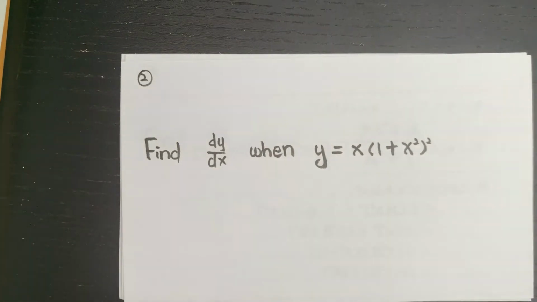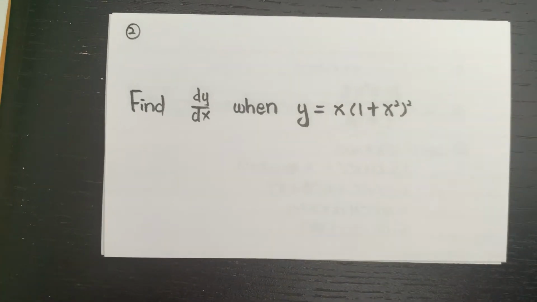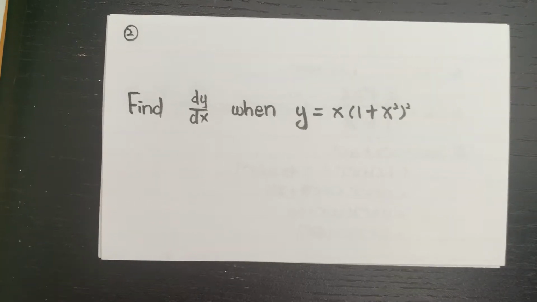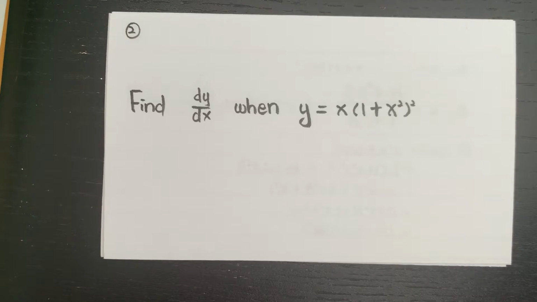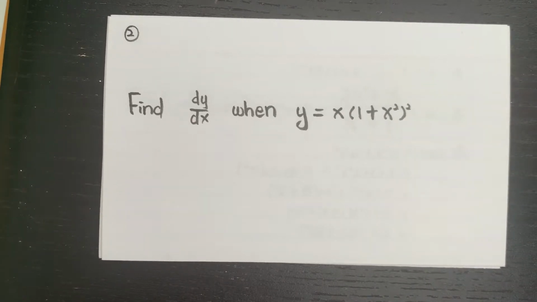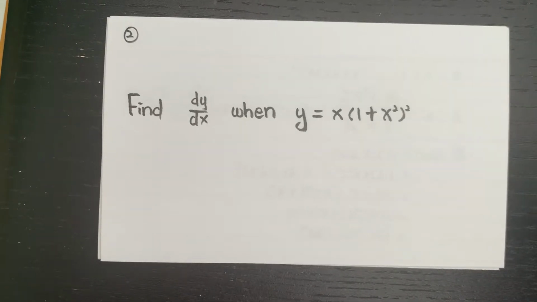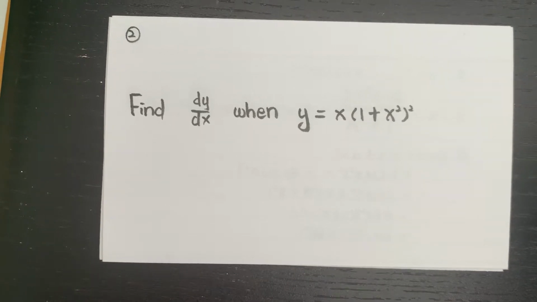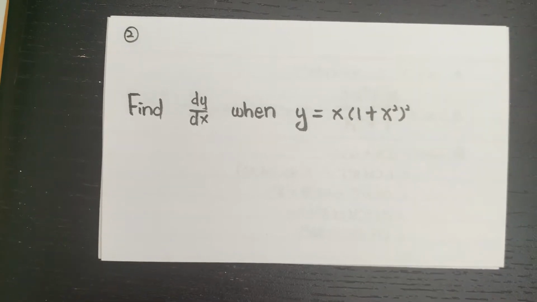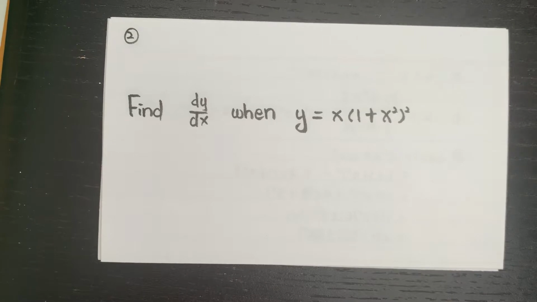Then let's go to the next one. Find dy dx when y equals x times (1 plus x squared) to the power of 2. So again, when you see 2x, you know that you have to use the product rule. However, this time we can see that the second function has a square. That means that the derivative of this function has to be solved by using the chain rule that we talked about last lesson. So try to figure it out and pause the video.